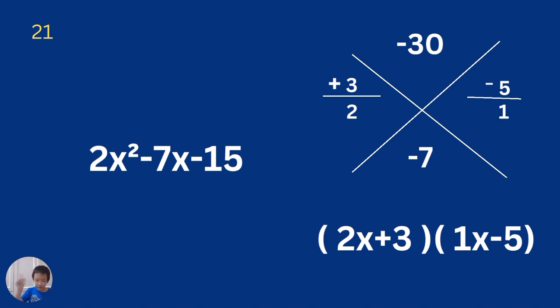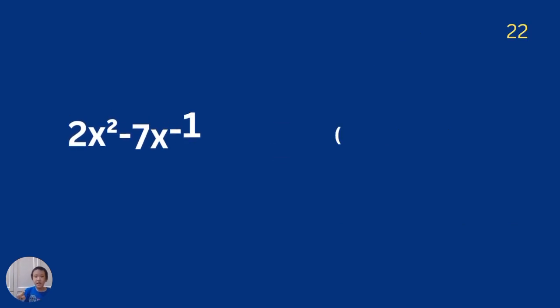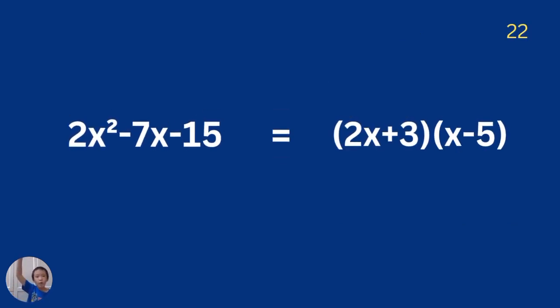Put 2 in front of the X in the left bracket and positive 3 after the X. Put 1 in front of the X in the right bracket and minus 5 after the X. And this brings us to a conclusion point. And this is our quadratic factoring complete.